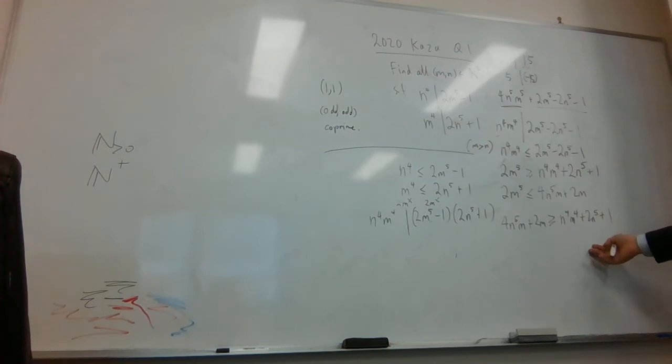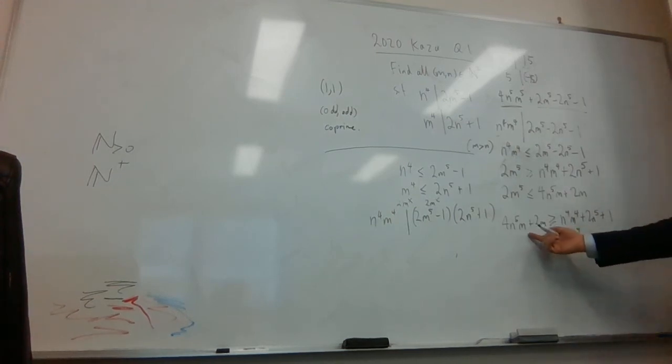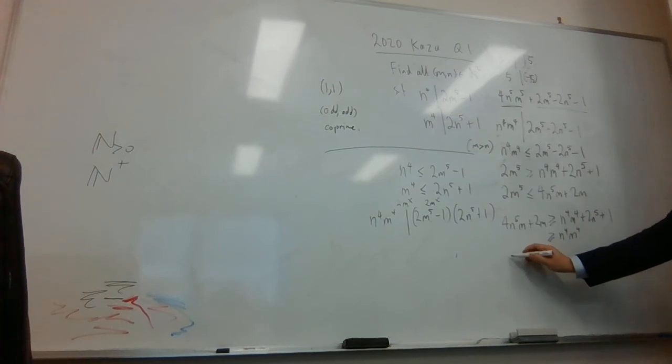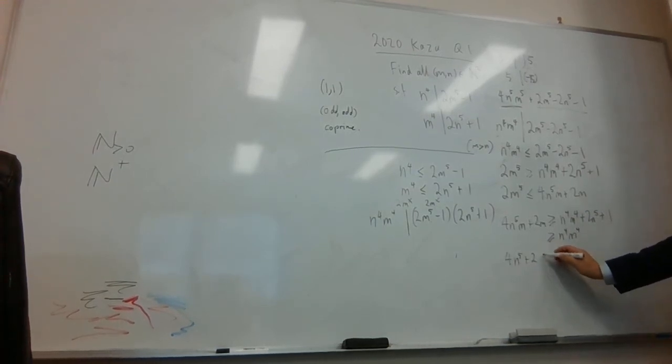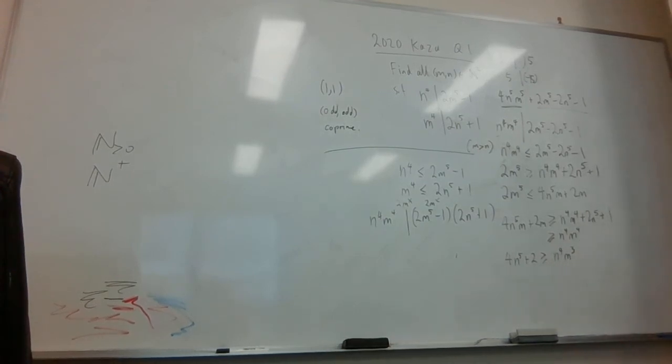Because the main problem is the eighth power, right? If it's bigger than the eighth power plus all that, it's just bigger than the eighth power by itself, right? So for example, you can divide by m now. You have 4n^5 plus 2 is greater than or equal to n^4 m cubed. Yes, that does not look right.